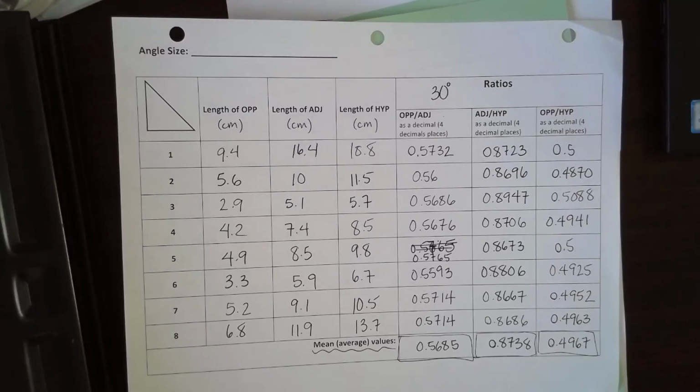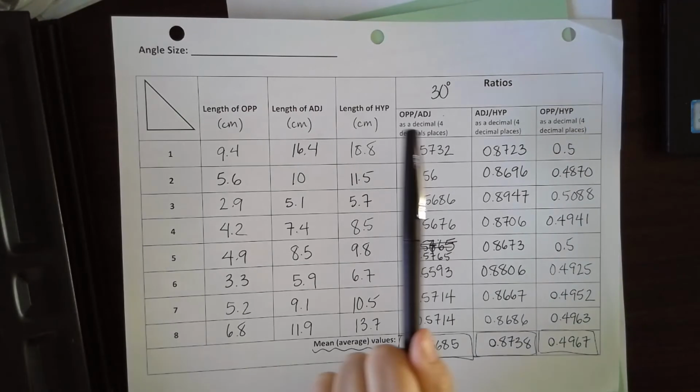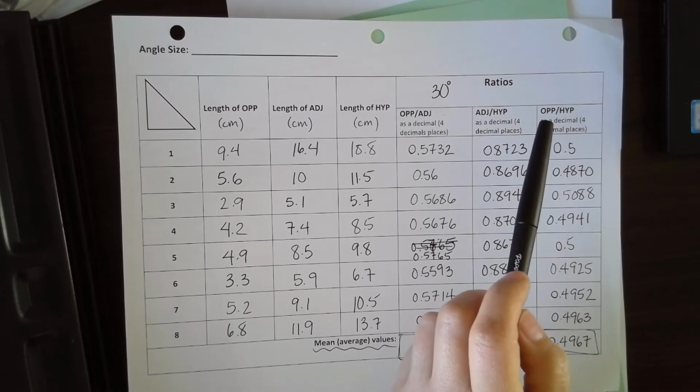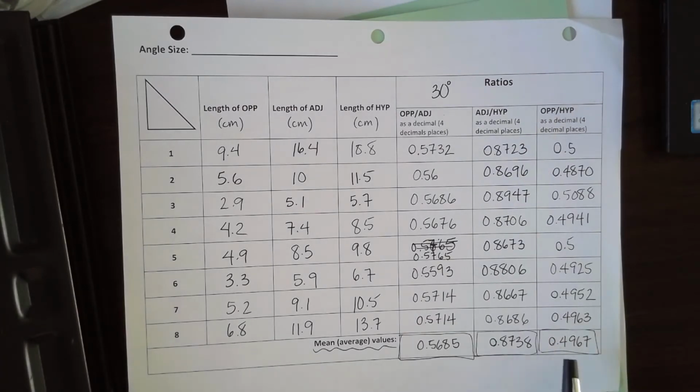So we're going to start this lesson by looking back at the intro activity to trig. I filled in all of the values for these three columns. Got a little messy there in the middle, sorry. But my average values worked out to be, for opposite over adjacent, 0.5685, for adjacent over hypotenuse, 0.8738, and for opposite over hypotenuse, I got 0.4967.